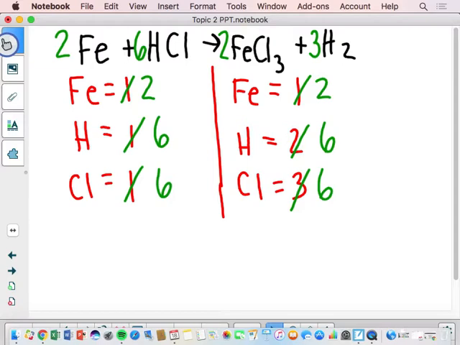Sometimes in these you'll run into a little trouble. Don't get discouraged. It's almost always going to be with that H2. Sometimes you'll see one that has 3 H's on one side, and it's like, well, I'm never going to be able to get an odd number with 2 times something, right? So then you're just going to have to put a 2 in front on the other side, and 2 times 3 will give you 6. Now it's an even number. Now we can get there.